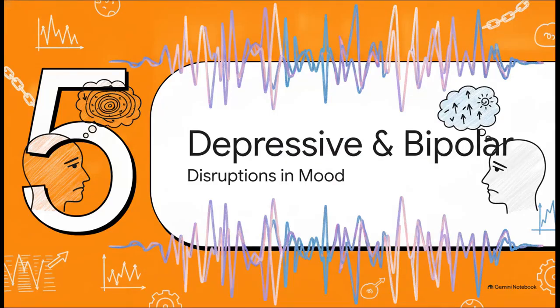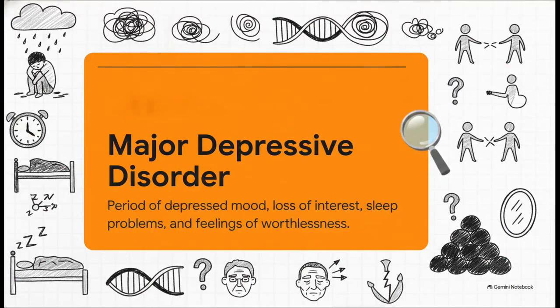Section 5. Depressive and bipolar disorders. Now we reach the very core of our exploration. To truly grasp bipolar disorder, we first have to deeply understand major depressive disorder, which forms the agonizing baseline or the low pole of the bipolar equation. This is not just a normal reaction to a bad day or a typical phase of sadness. Major depressive disorder is a sustained, suffocating period where a person completely loses interest in life.